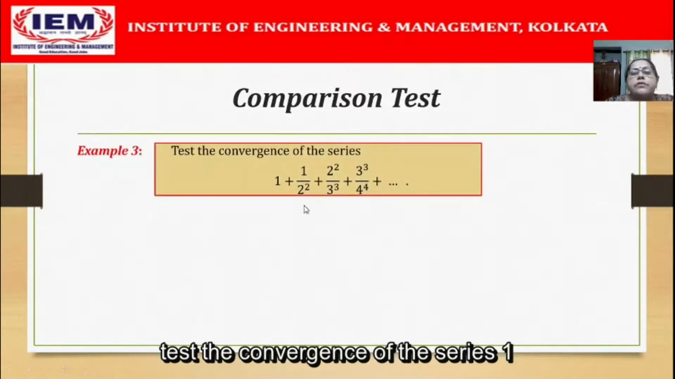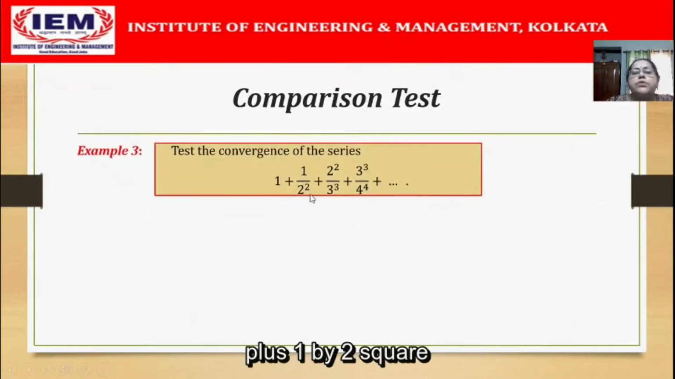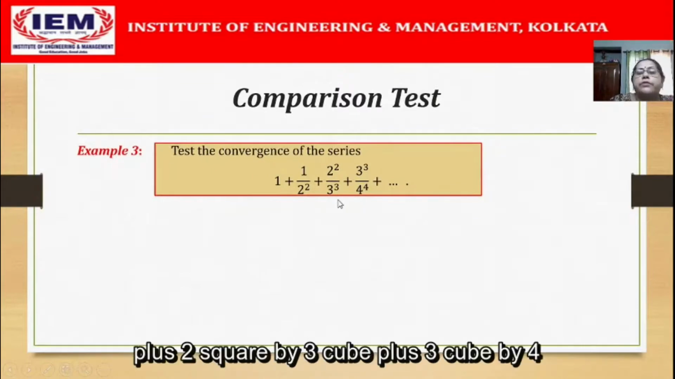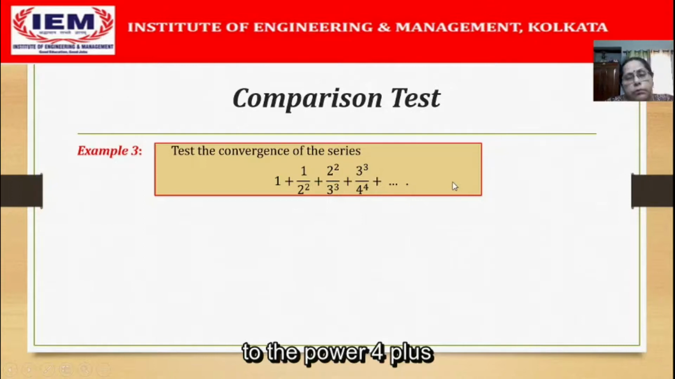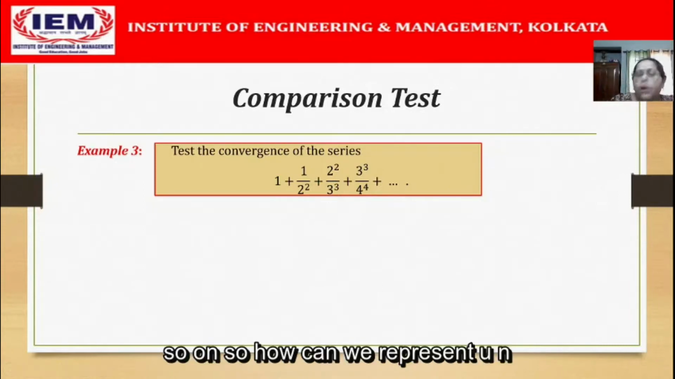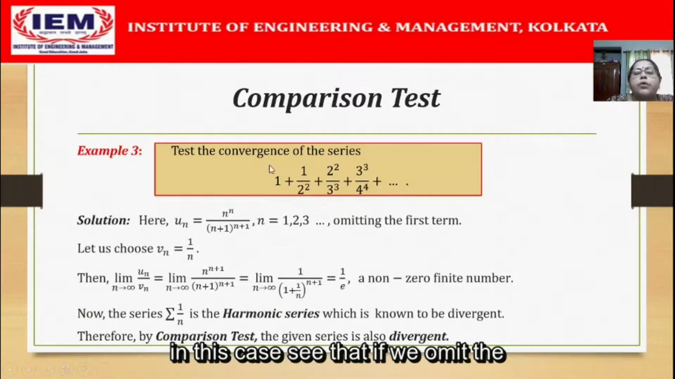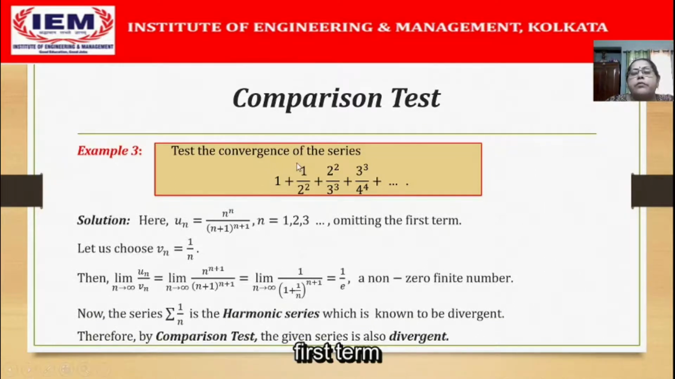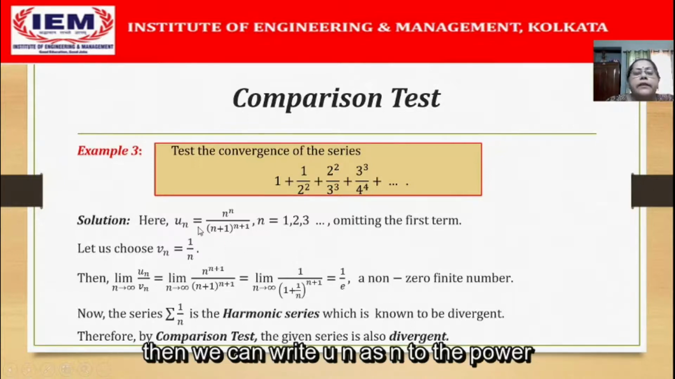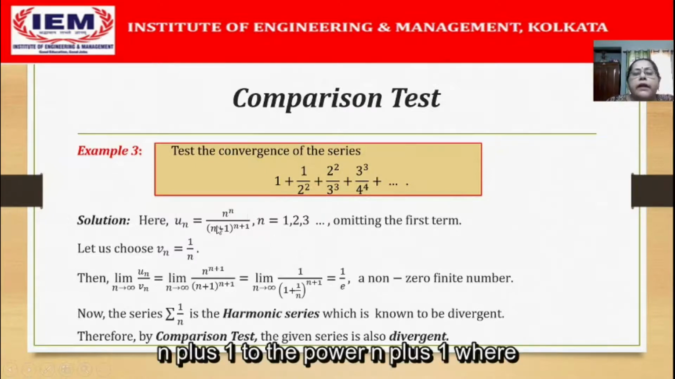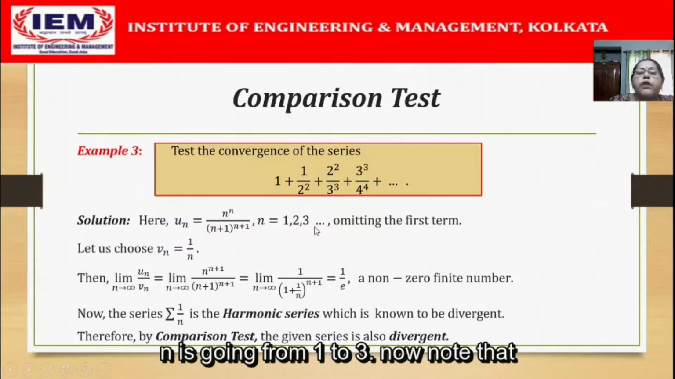Test the convergence of the series 1 plus 1 by 2 square plus 2 square by 3 cube plus 3 cube by 4 to the power 4 plus and so on. So how can we represent u_n in this case? See that if we omit the first term, and call this the first, this the second, this the third, then we can write u_n as n to the power n by n plus 1 to the power n plus 1, where n is going from 1 to infinity.